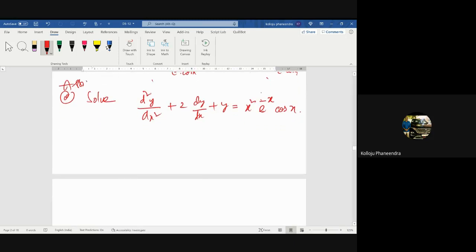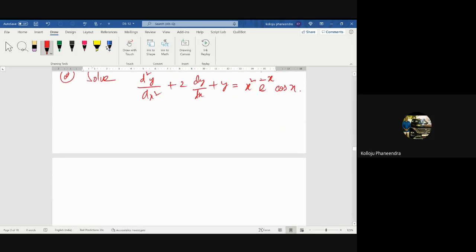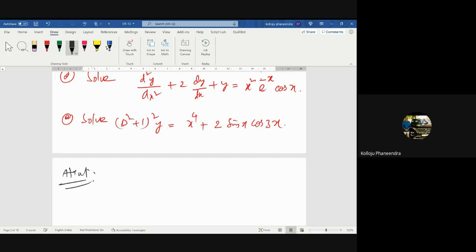Combination is there always. One more problem. Solve (D square plus 1) whole square into y equal to x to the power of 4 plus 2 sin x into cosine 3x. For this problem, the hint is yp, I am telling, okay, and what is yc?